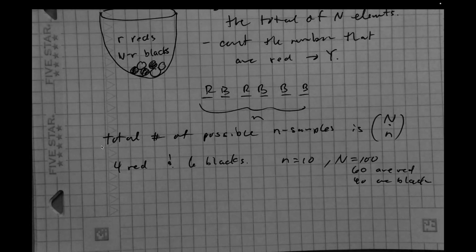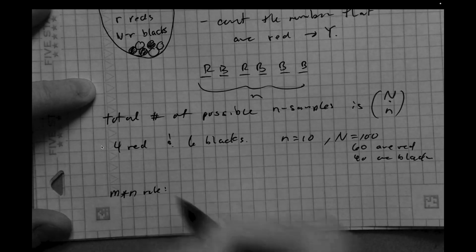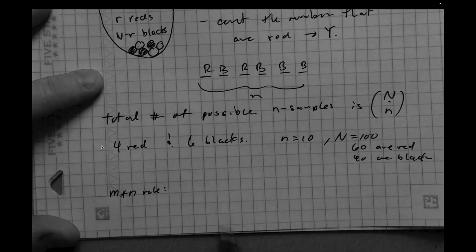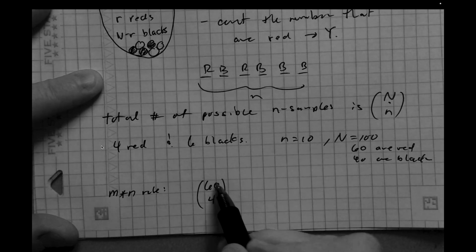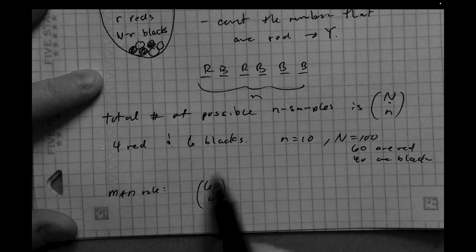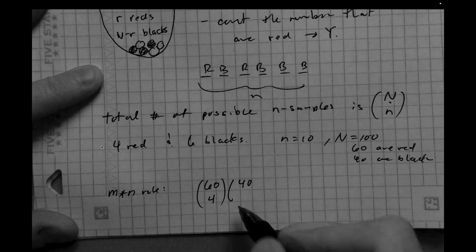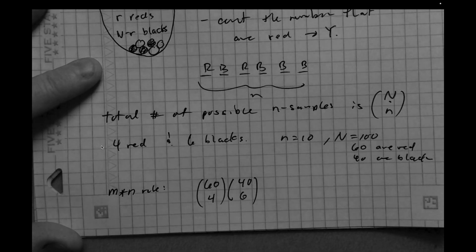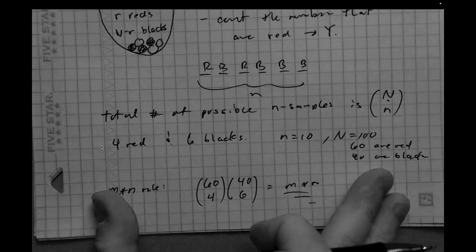So how many different samples are there going to be that have 4 reds? You can really just think of this as the mn rule. To find the number of reds, I just take 60 choose 4. There's 60 total reds, and I'm going to choose 4 of them. The other piece of the sample has to be all blacks, and there's 40 of those, and I'm going to choose 6 of them. So this is just m times n. Remember your combinatorics, your mn rule.